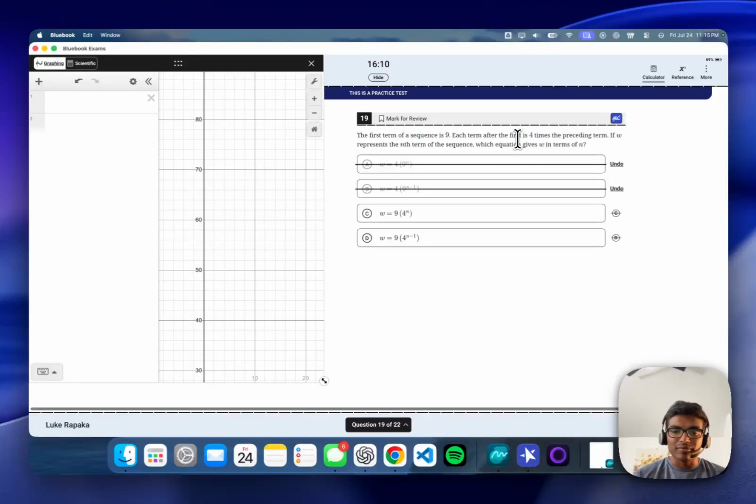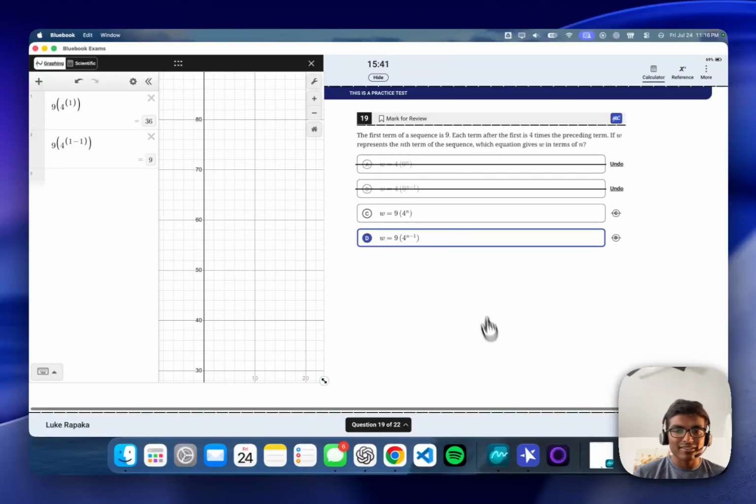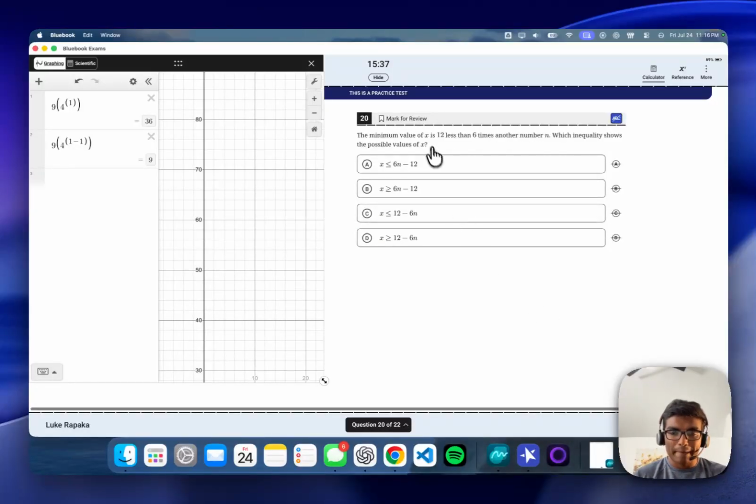And essentially all we need to do is we know that the first term of the sequence has to be 9. So if I do 9 times 4 to the n, where n represents the term, the first term can't be it because it's 36. Whereas if I do this one, 9 times 4 to the 1 minus 1, because n is 1, right? It gets me 9. So we know that's the correct answer because the first term we know. Okay.